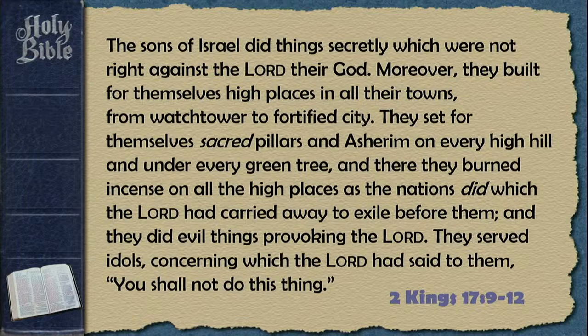Here from 2 Kings, the sons of Israel did things secretly which were not right against the Lord their God. Moreover, they built for themselves high places in all their towns, from watchtower to fortified city. They set up for themselves sacred pillars and Asherim on every high hill and under every green tree, and there they burned incense on all the high places as the nations did, which the Lord had carried away to exile before them. And they did evil things, provoking the Lord. They served idols, concerning which the Lord said to them, "You shall not do these things."